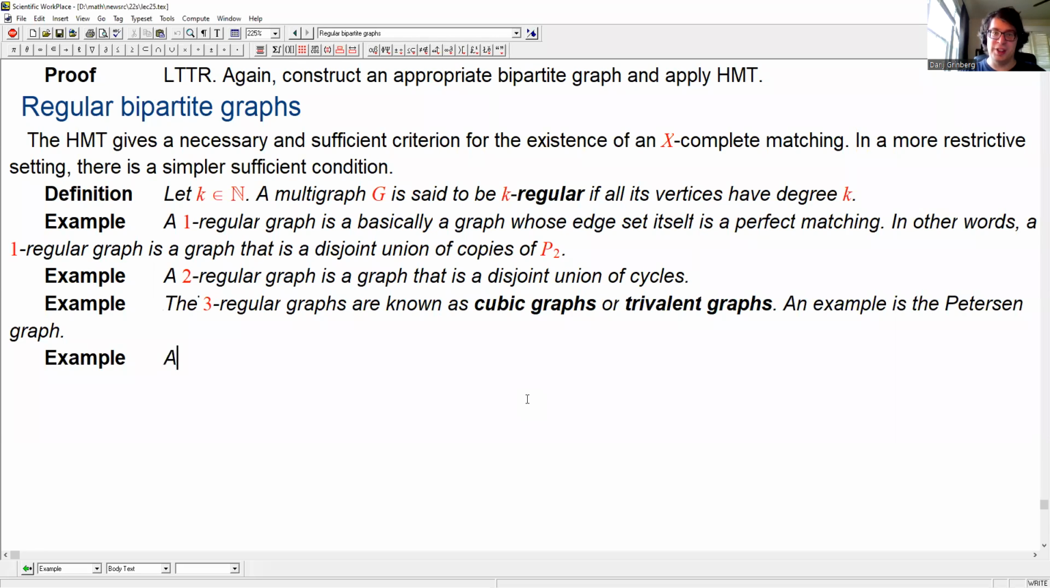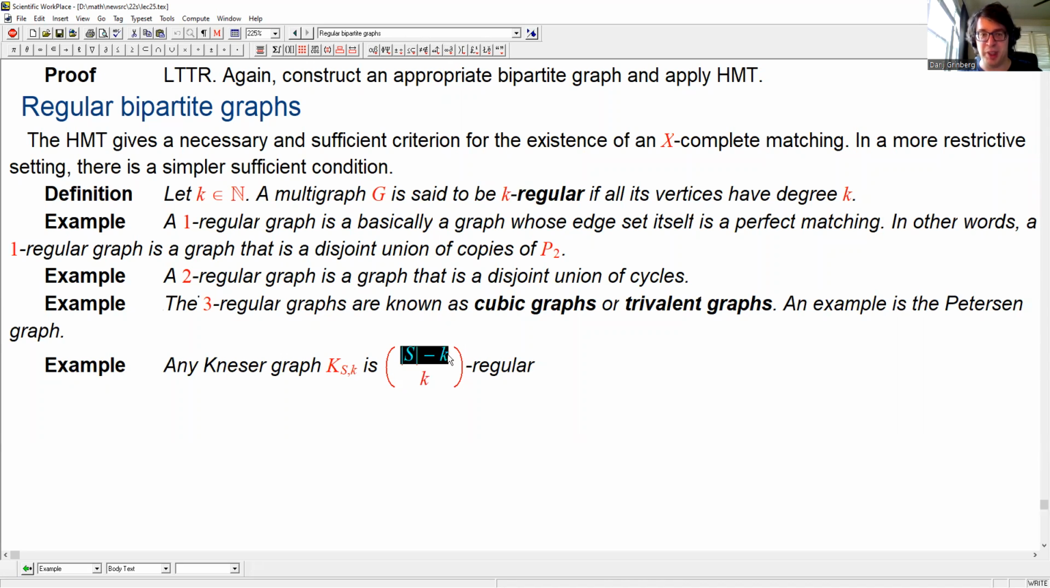So it's a 3-regular graph. And actually, any Kneser graph K is regular, but it's not k-regular, it's regular for a different number. What number? Well, the vertices are k-element subsets of the set S, and adjacent means disjoint. So you have a k-element subset. You're wondering how many other k-element subsets are disjoint from it, and that number, as it's not hard to see, is this here, because you have to pick k elements out of the remaining |S| minus k elements of the set.